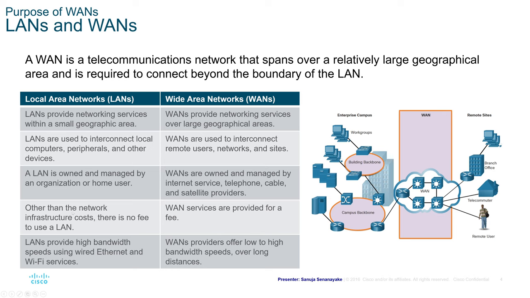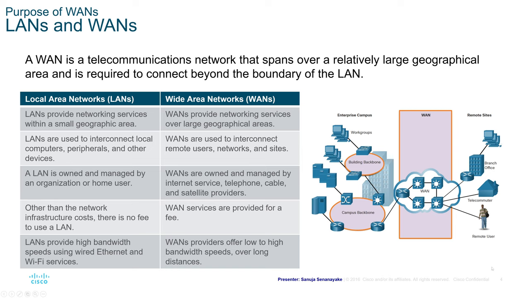With LANs, other than the network infrastructure costs, there is no fee to use it. So if you have configured your LAN within your home, small business, or enterprise, there is no usage fee within that LAN other than the cost associated with building that network. However, WAN services are provided for a service fee, which is where service providers such as ISPs come into play. LANs provide high bandwidth speeds using wired Ethernet and Wi-Fi services, while WANs offer low to high bandwidth speeds over long distances depending on your packages and coverage. So those are the key differences between LANs and WANs.